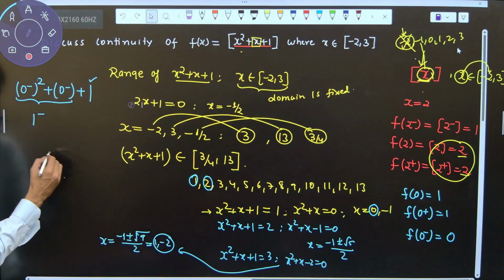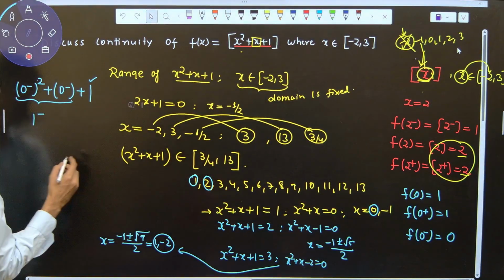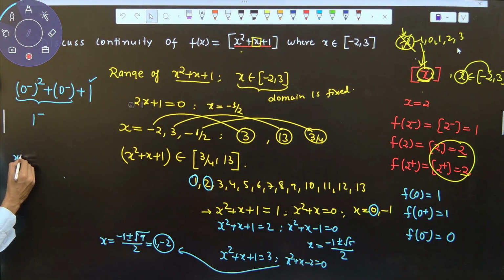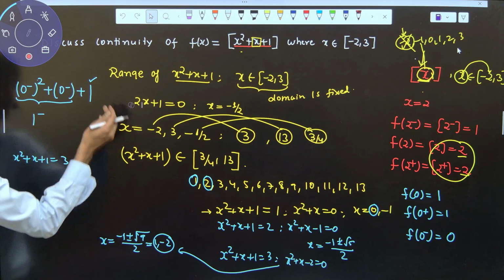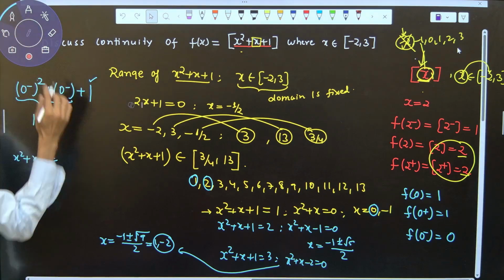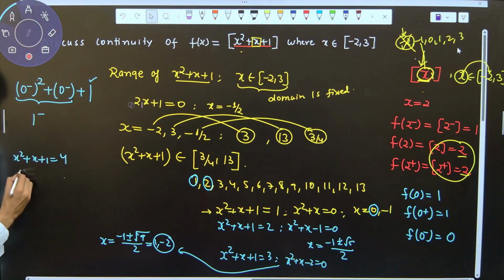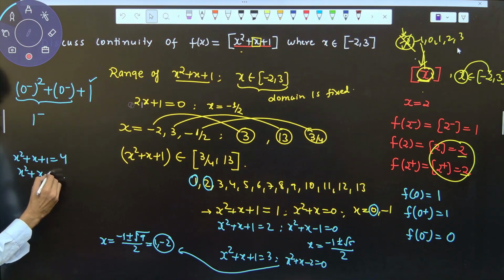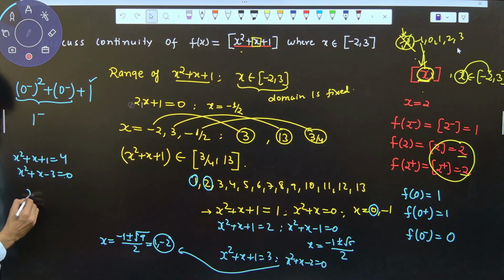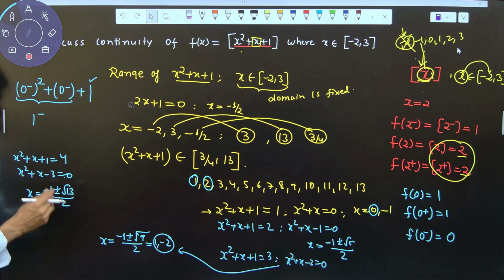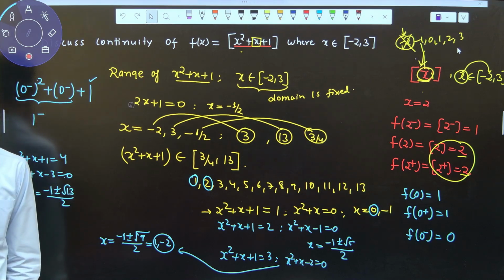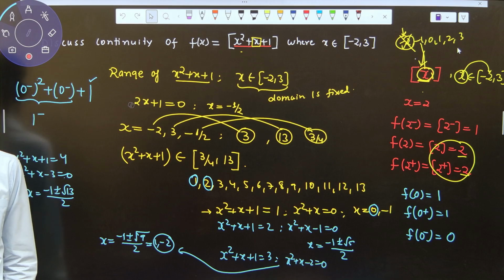Now again, for x is equal to 3. No, not x is equal to 3, x square plus x plus 1 is equal to 3. For 3, done. That becomes x square plus x minus 3 is equal to 0. Minus 1 plus minus root of b square, 13 by 2. Root 13, around how much will it be?